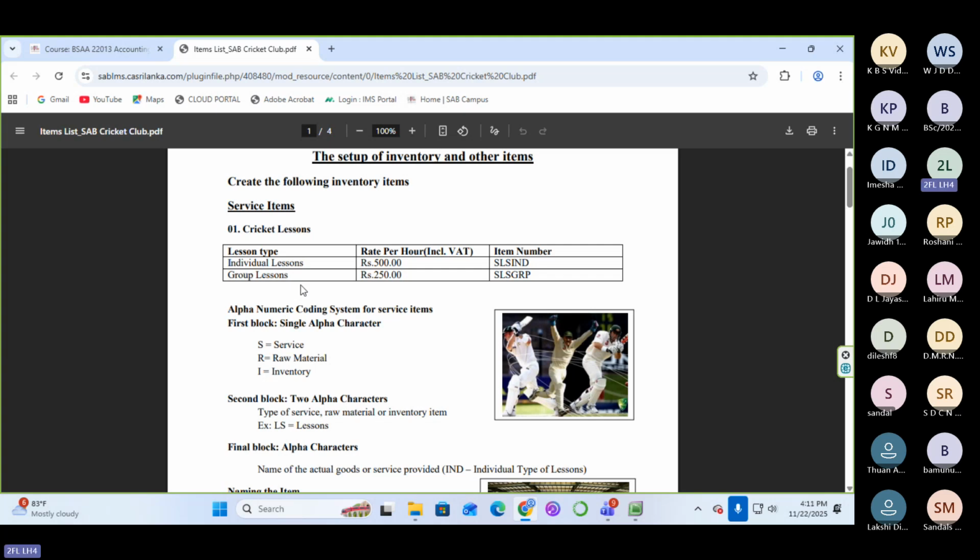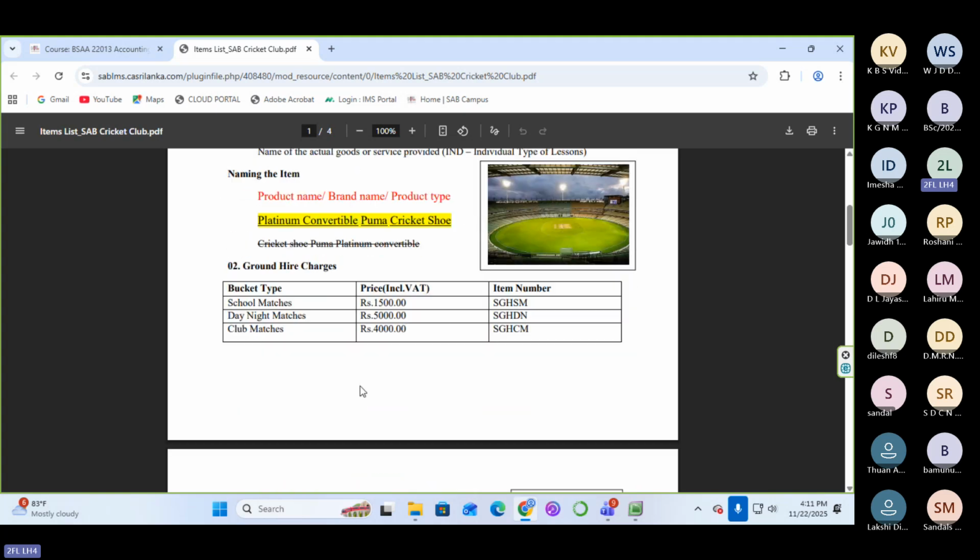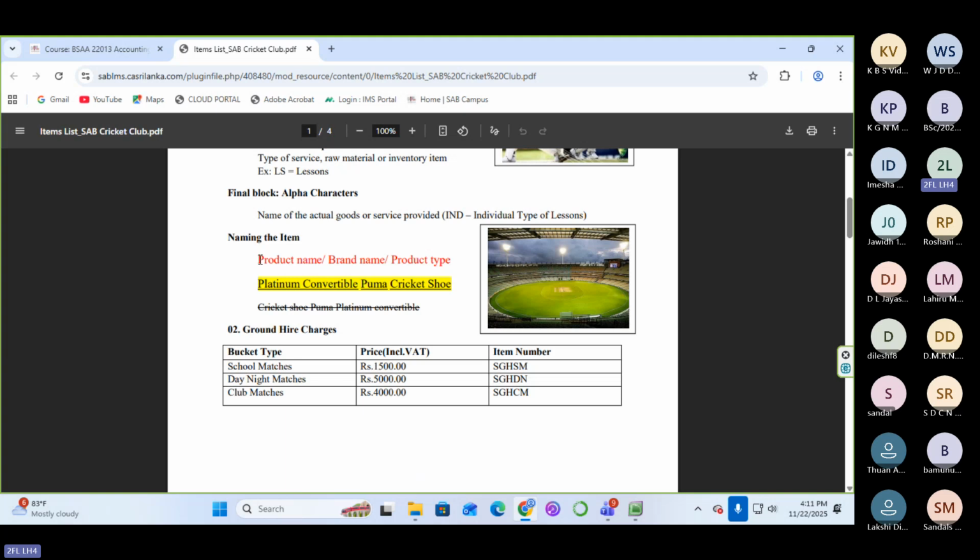And also when you go to the other items, now here we can see if it is a product, let's say, okay, if it's a physical product, not a service. An example is given, platinum convertible Puma cricket shoe. Okay. So there's a cricket shoe, the brand is Puma, and platinum convertible is the specific design or style, right?